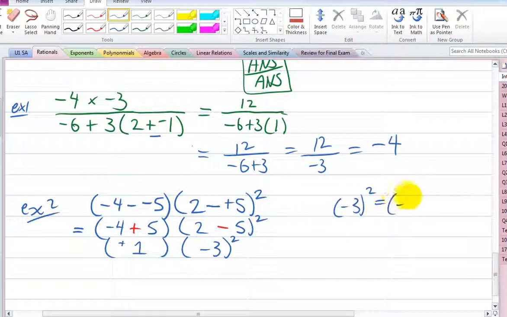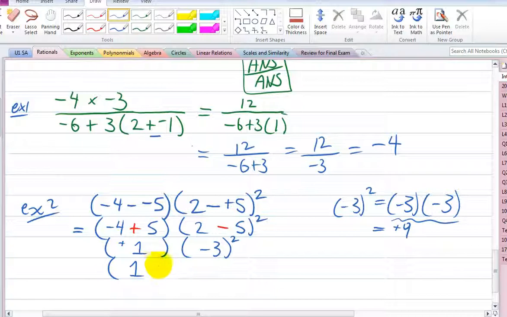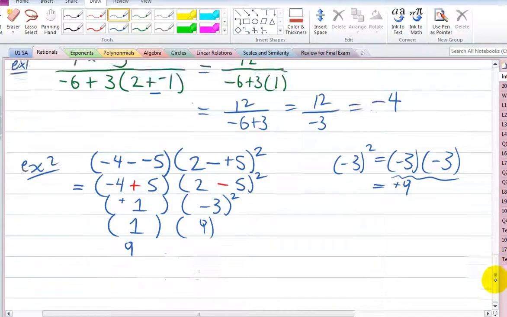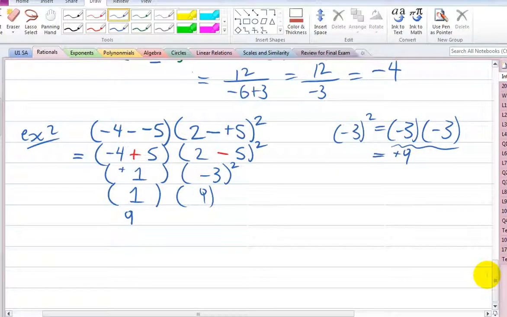Now we haven't covered exponents yet. We are. Negative 3 squared is negative 3 times negative 3, which is positive 9. Okay. So we're going to get 1 times positive 9. Final answer is 9. How many people got that? Hands up. Awesome. Okay. Last example.